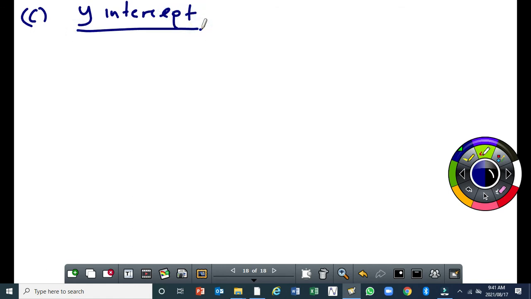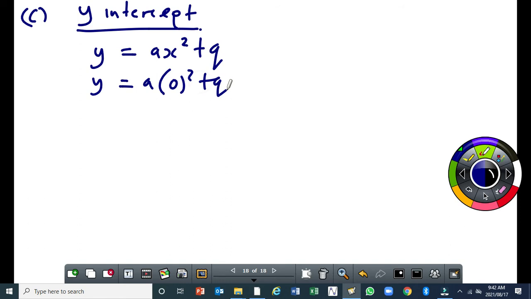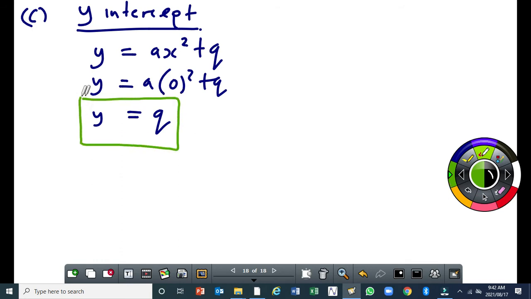The y-intercept, I'm sure you can see that the equation we can write as y equals ax squared plus q. Therefore, if I substitute x equal to 0 here, you will get y equal to a times 0 squared plus q. And this will give you y equal to q. So q is the y-intercept. Okay? q is the y-intercept. That value q is your y-intercept.